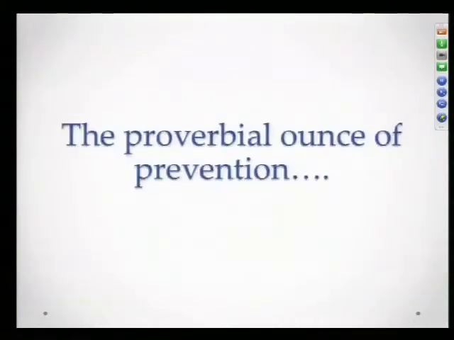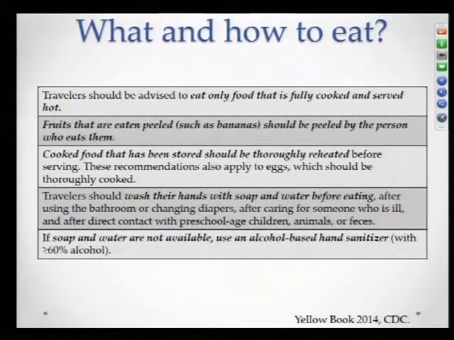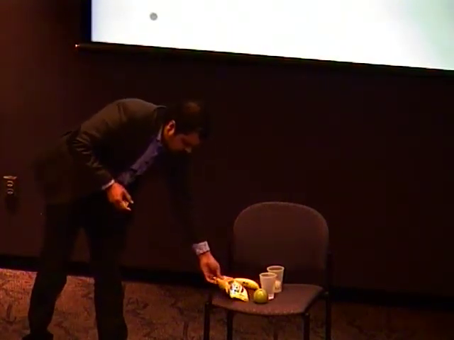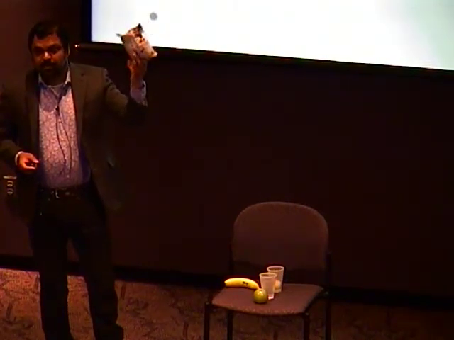Now, let's take a look at the proverbial ounce of prevention, because I love trying to prevent things from happening rather than clean up the mess afterwards. So, what and how to eat? I think if you can have a fruit that can be peeled, peel it and eat it. If somebody says, hey, let me help you peel it, and they put their hands all over it, please don't eat it. Okay? Things that come, again, in very closed containers and so on like that, yes.